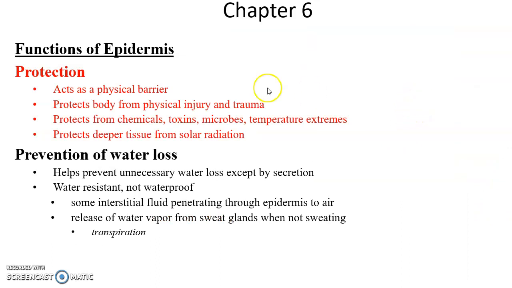Functions of epidermis. Well, protection. Huge physical barrier that protects us from abrasions and protects underlying tissues. It protects from physical trauma, from chemicals, toxins, microbes, extreme temperatures, and also solar radiation. So big protective function for epidermis. Also prevents water loss. We will be losing water through our skin, but it decreases the amount of water loss. So our skin is water resistant, not waterproof.